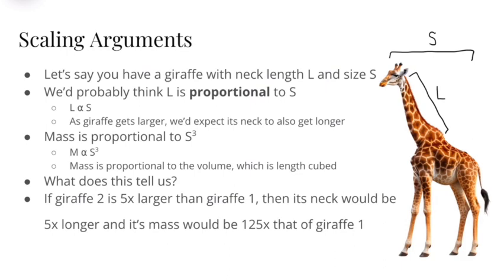So what does this tell us exactly? It tells us that if we are given two giraffes, one of which is 5 times larger than another, then its neck would be approximately 5 times longer, and its mass would be about 125 times larger than the other giraffe. So this is very important when we're making comparisons and connections between different measurements and dimensions, and it can help us a lot and give us a lot of information about our measurements.